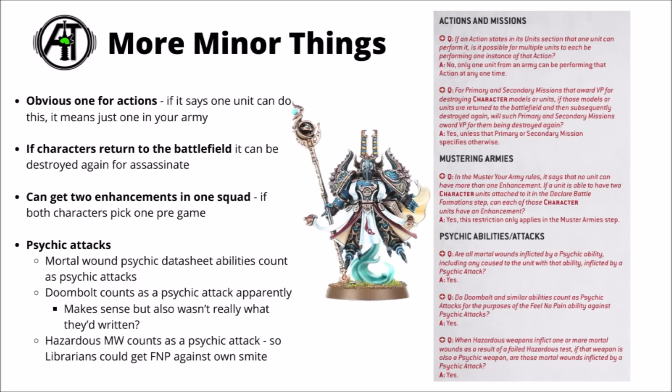And finally, there's a few things to actions, mustering armies, and psychic abilities. The actions one is hard to read any other way, I think. If it says one unit in your army can do this action, it does mean just one in your army. Looks like they needed to tighten the language on that somehow. If characters die and get returned to the battlefield, they can potentially score the enemy more points for assassinate.